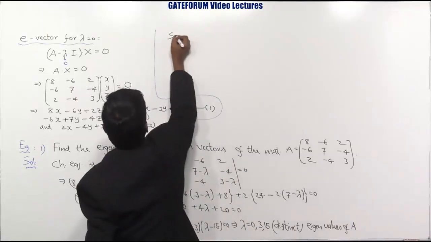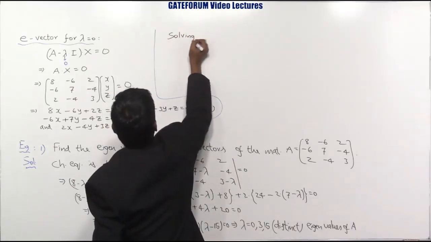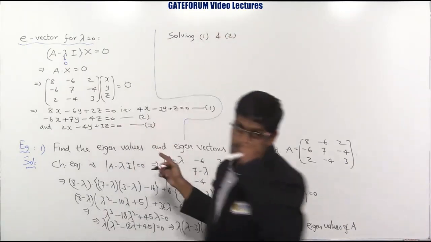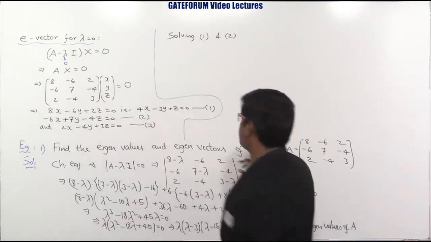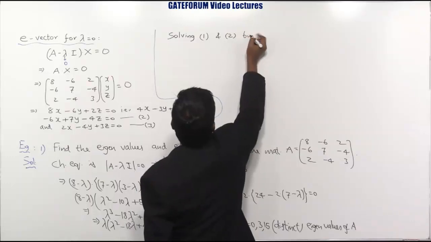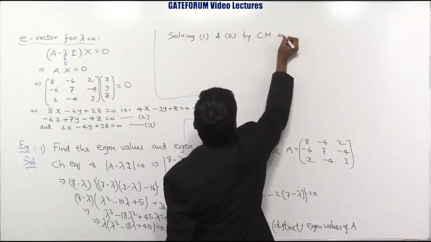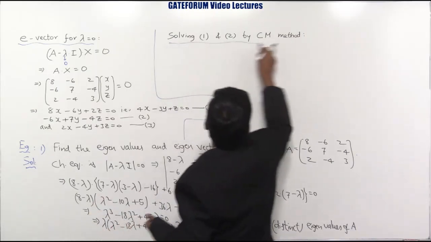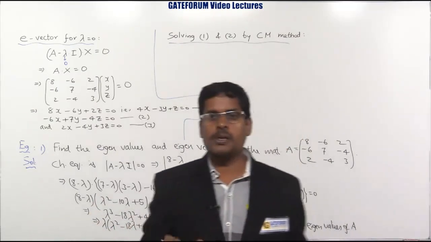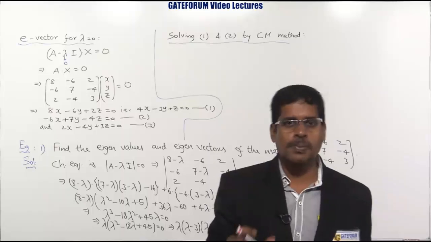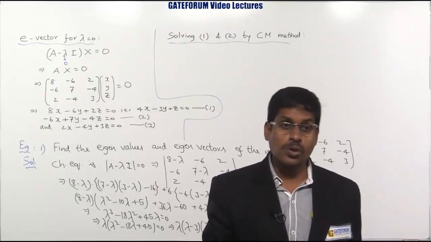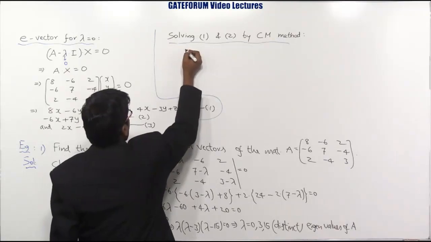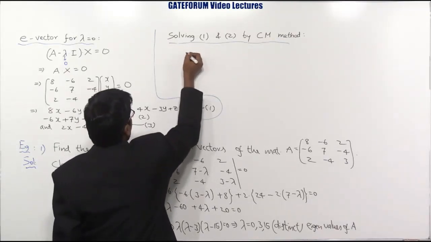Solving 1 and 2. Any two, not only 1 and 2, but 2 and 3 or 3 and 1 will give the same answer for xyz by the CM method. What does CM mean? Cross multiplication method, which is nothing but Cramer's rule or determinant rule method.